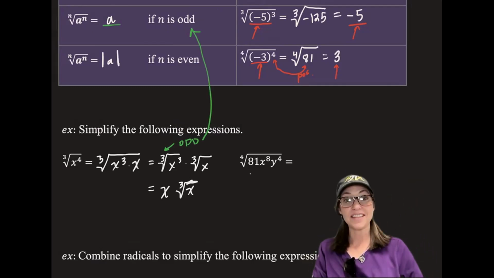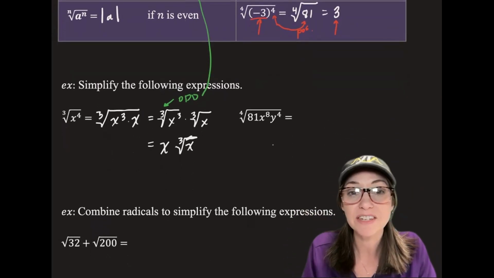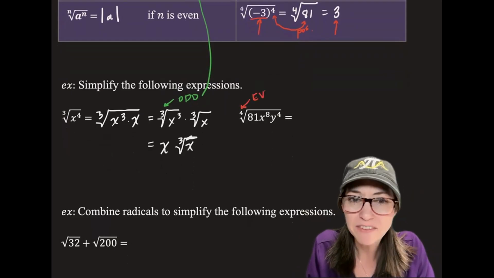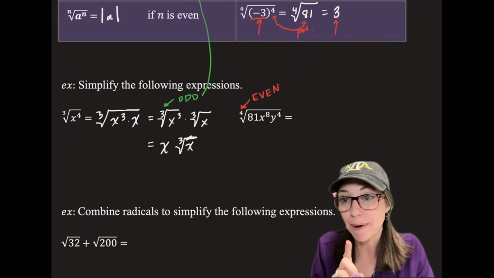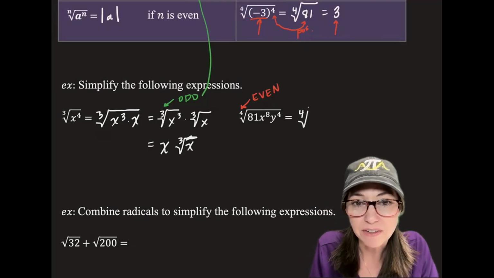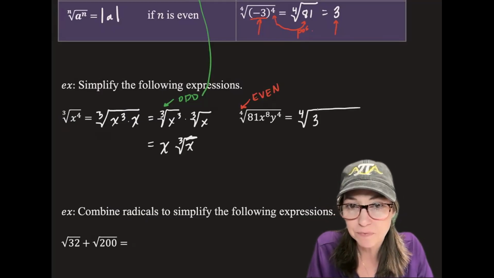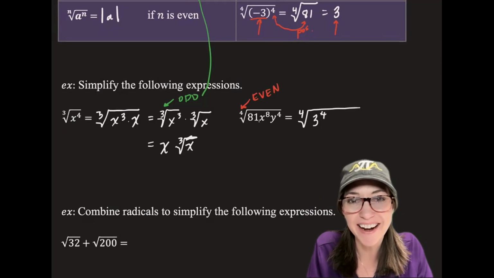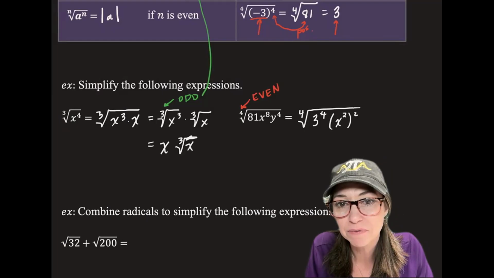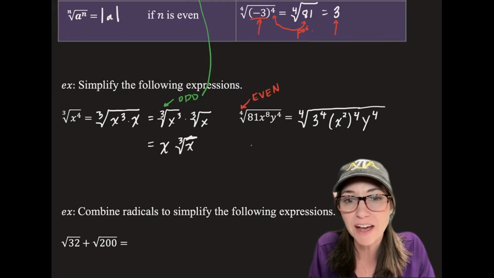Okay. All right, the next example, we have the fourth root of 81 x to the eighth times y to the fourth. Now, this is a fourth root, right? And 4 is even. Now, everything inside is not to the fourth power, though, but we can write it so that it is. Let's rewrite the inside here, right? 81, we can rewrite that as 3 to the fourth. And we can rewrite x to the eighth as x squared to the fourth. And then we have the y to the fourth. So what I'm going to do is pull out that fourth power here.